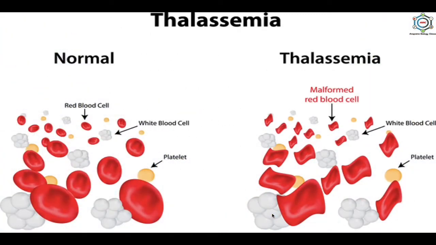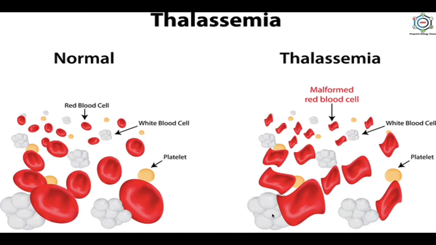Here in this picture you can see a normal person's blood, that is red blood cells, which are oval in shape, while in case of thalassemia malformed red blood cells form. So, thalassemia differs from sickle cell anemia in that the former is a quantitative problem of synthesizing very few globin molecules, while the latter is a qualitative problem of synthesizing a wrongly functioning globin molecule.